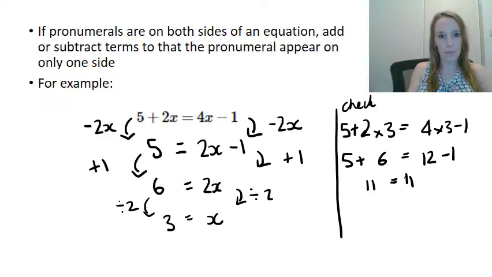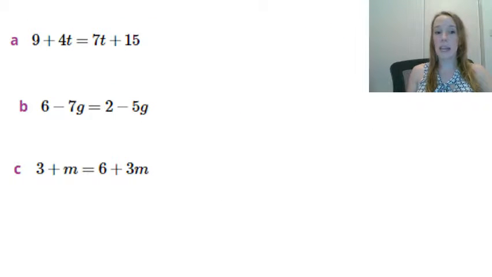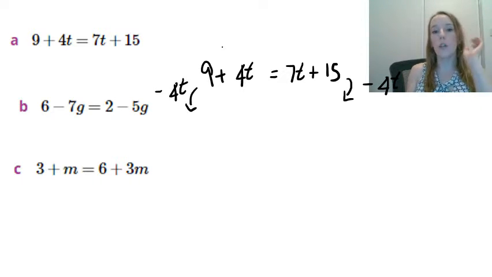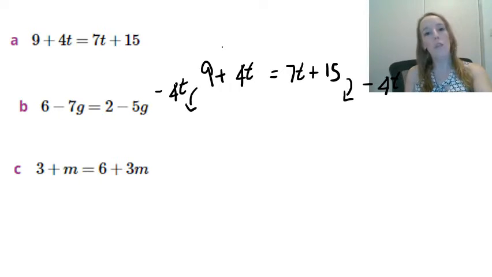Excellent. So we've got some examples here, and you can see we've got variables on both sides. We've got our first one, 9 plus 4t equals 7t plus 15. So to make the variables on only one side, I'm going to subtract 4t. Now, this isn't the only way to do this. If you wanted, you could actually subtract the 7t from both sides.